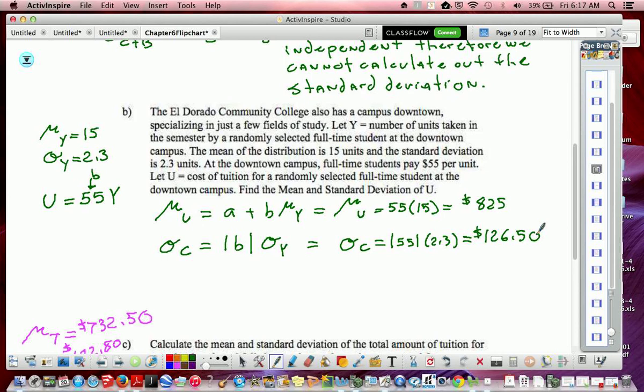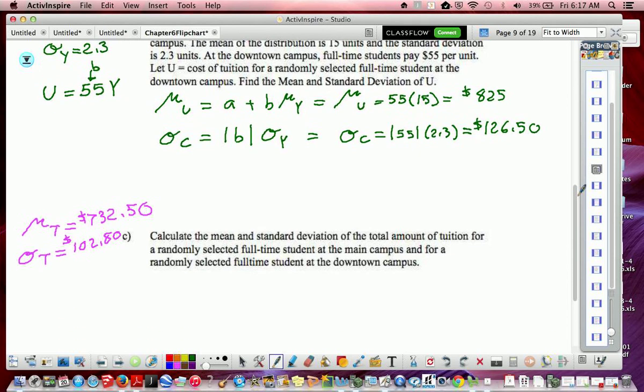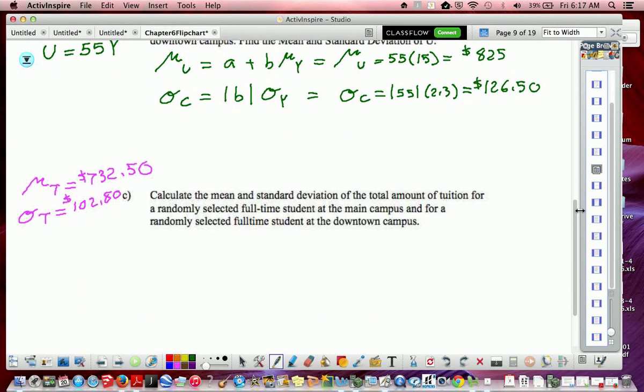Okay. All right, so now question C, we're finally going to get to using our rules that we just talked about. C says calculate the mean and standard deviation for the total amount of tuition for a randomly selected full-time student at the main campus and for a randomly selected student at the downtown campus. So what we calculated here is downtown. These values that I kept here, I can go back to 6.3 and just look at the cost of tuition. So these values here represent the main campus, and this up here is the downtown campus. So I want to calculate the mean and standard deviation.